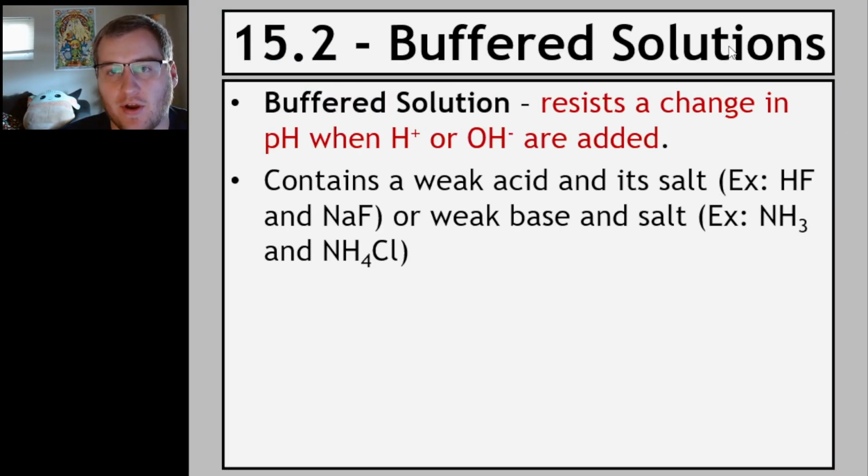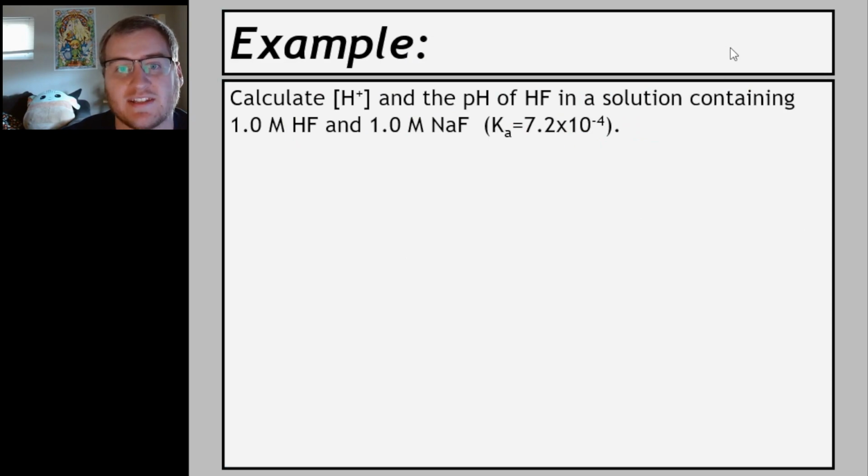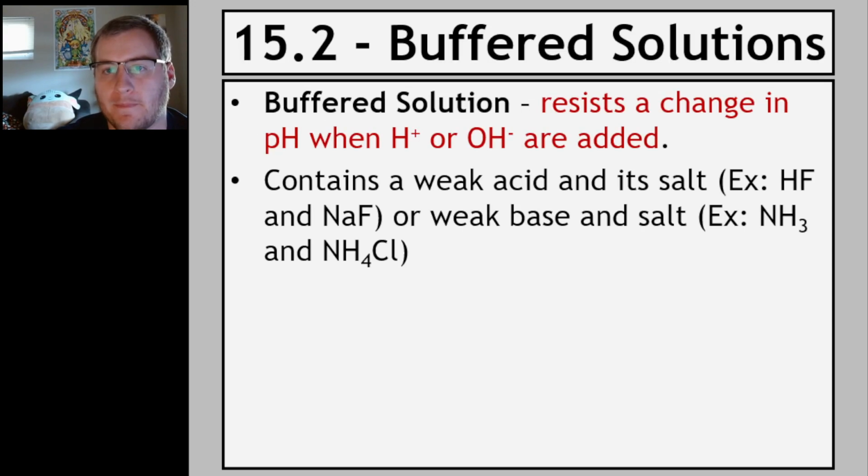All right, today we're going to start on that, very example heavy, very few slides, but a lot of showing our work. All right, that leads us into a buffered solution. A buffered solution is a solution that resists a change in pH when you add H plus, or acid, or OH minus, which is like a base. When you add an acid or a base to a buffer, the pH changes a little bit, but only a little, not nearly as much as you would expect if the solution was not buffered.